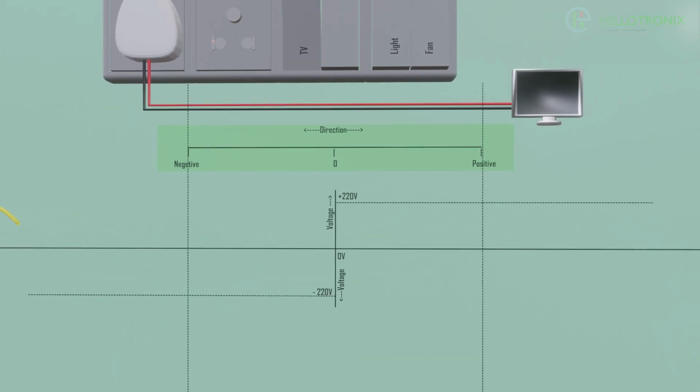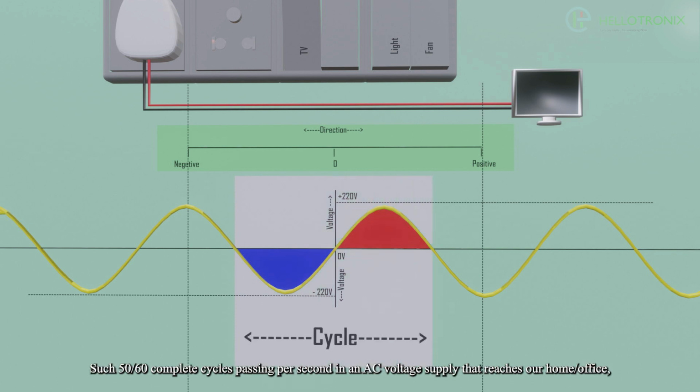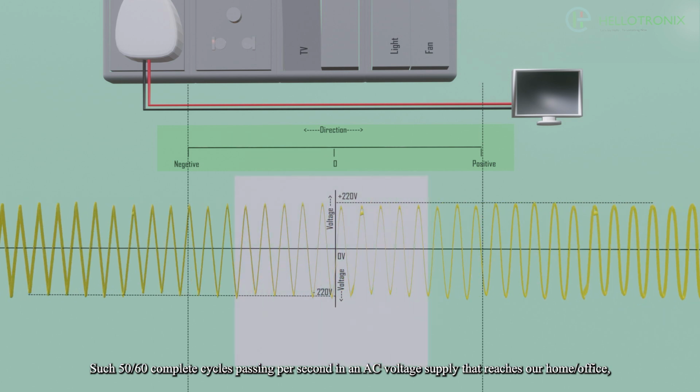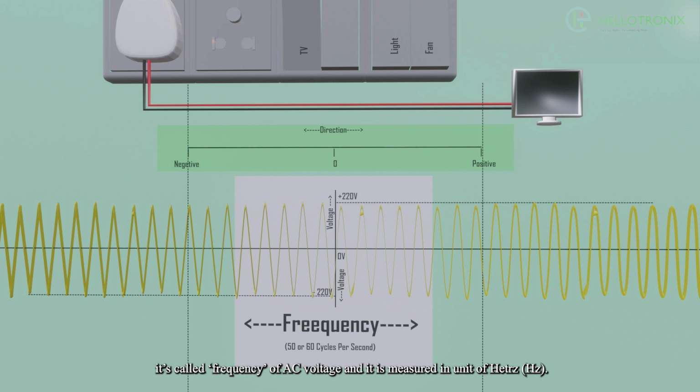One complete cycle includes one positive half cycle and one negative half cycle. Such 50 or 60 complete cycles pass per second in an AC voltage supply that reaches our home or office. It is called frequency of AC voltage and it is measured in the unit of Hertz.